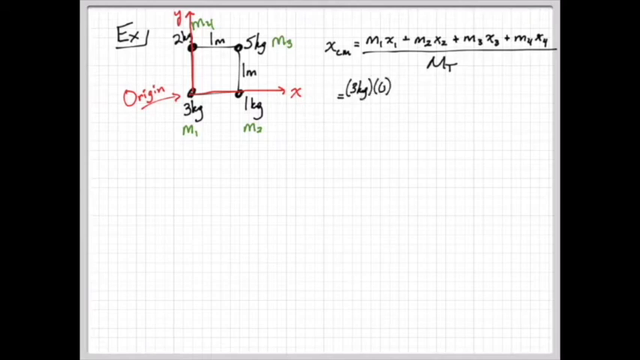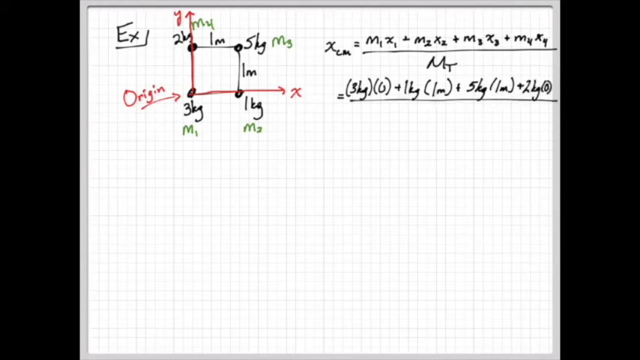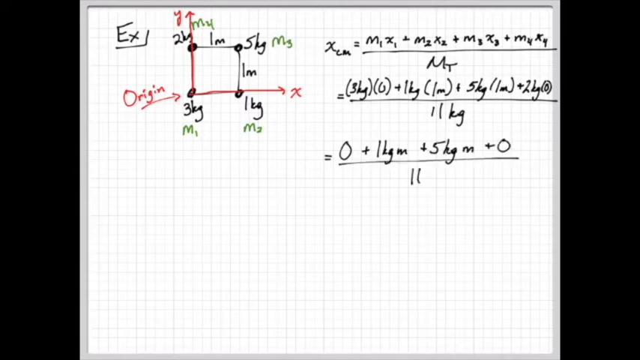Now the 3 kilogram mass is located at the origin, so that's 0. The second mass is 1 kilogram located 1 meter away. Now the third mass, the 5 kilogram, is also 1 meter away, because keep in mind we're talking how far on the x-axis. And then mass 4 is on the y-axis, so 0. And the total mass is 11 kilograms. So we'll crunch these numbers out, and we'll get 6 kilogram meters over 11 kilograms, which gives us a center of mass of 0.545 meters. So now that's the location of the X center of mass.